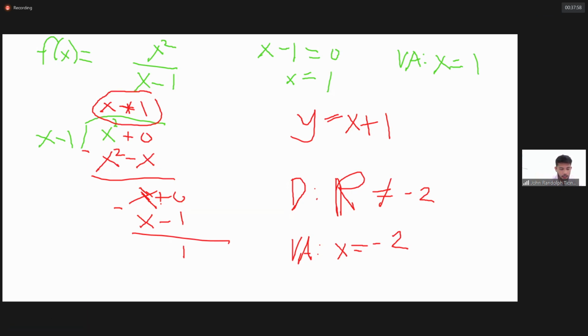And letter C, location of vertical asymptotes and holes. Kung meron siyang hole or wala, or just simply the vertical asymptote lang. Now, vertical asymptote x equals -2. That's correct. And how about the horizontal asymptote? Horizontal asymptote y equals 1. Okay, that's correct.